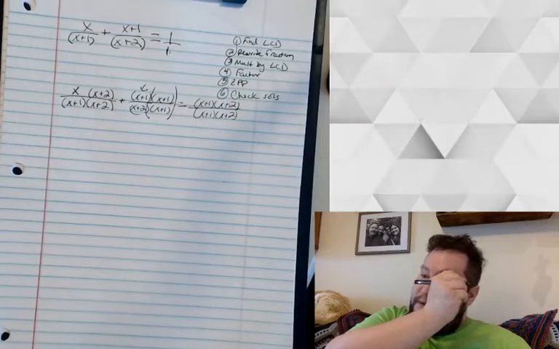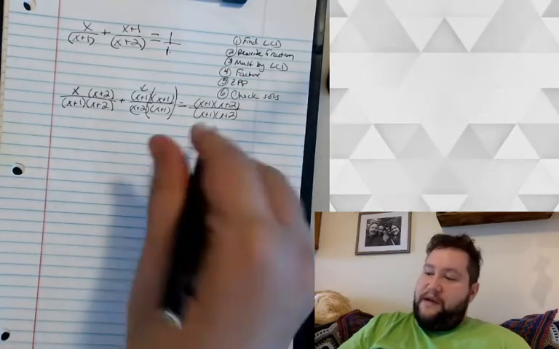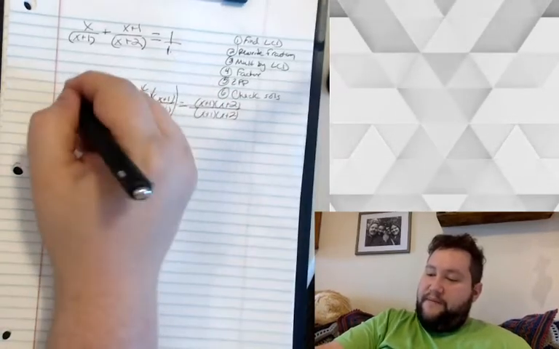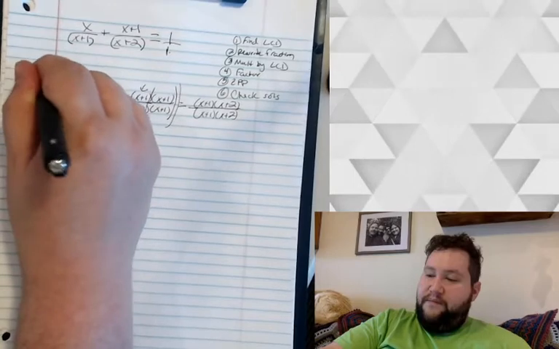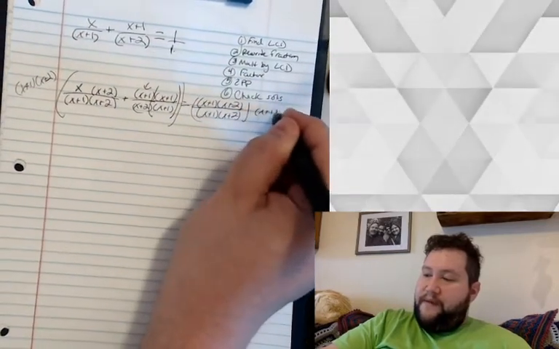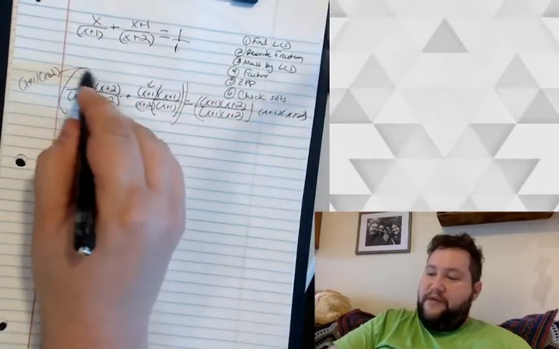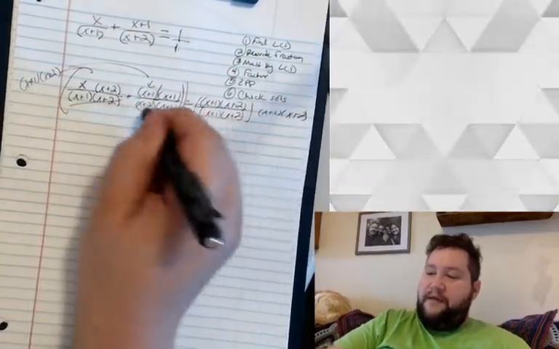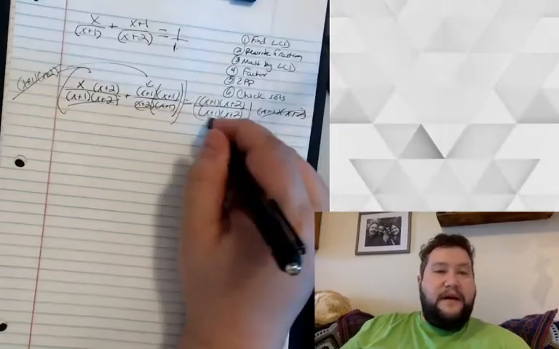And then step 2 was rewriting fractions. Check. Step 3, multiply by our LCD, x plus 1, x plus 2, x plus 1, x plus 2. So again, we distribute that through to cancel out both of those denominators. And then this one cancels the single denominator.